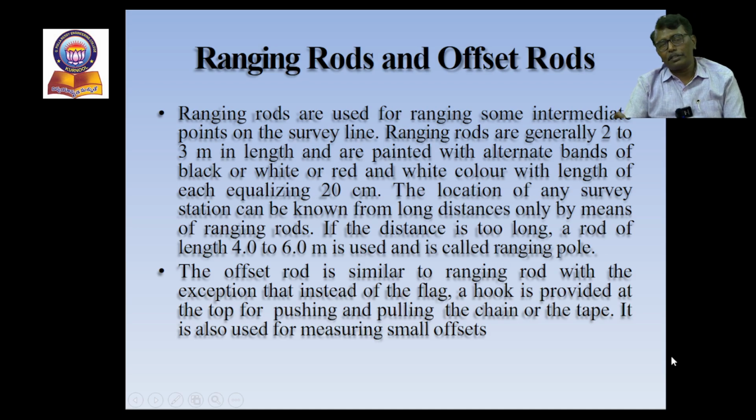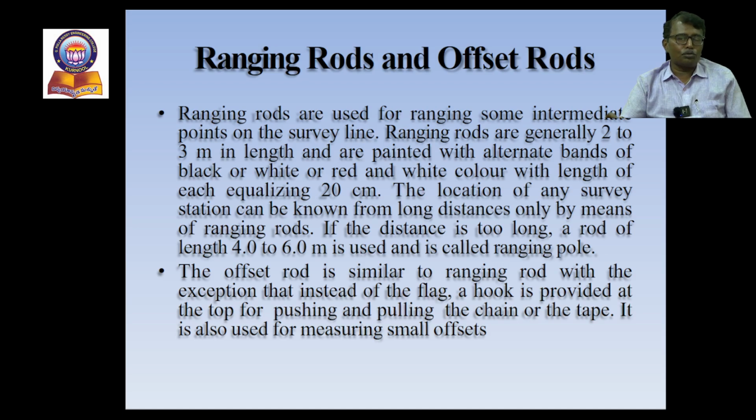The next instruments used are the ranging rod and offset rod. Ranging rods are used for ranging some intermediate points on the survey line. Ranging rods are generally 2 to 3 meters in length and are painted with alternate bands of black and white or red and white color, each band 20 centimeters long. The purpose of painting is to identify them from a larger distance. The location of any survey station can be known from a long distance only by means of ranging rods.